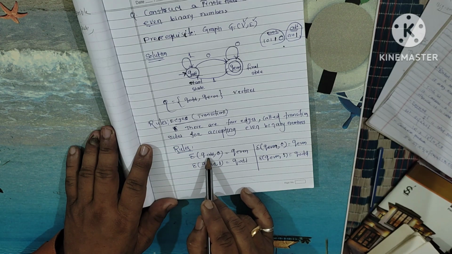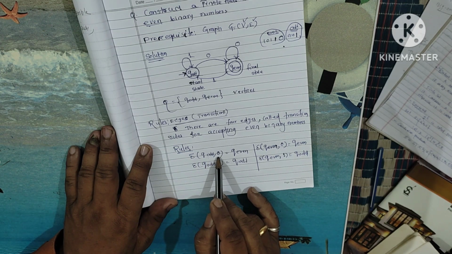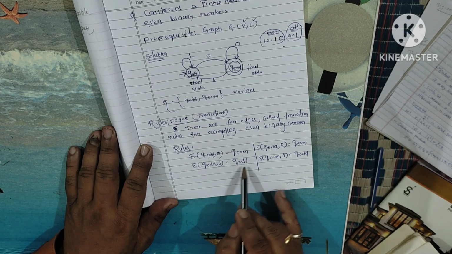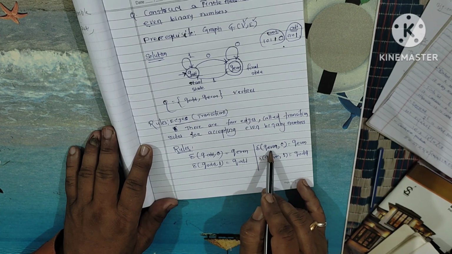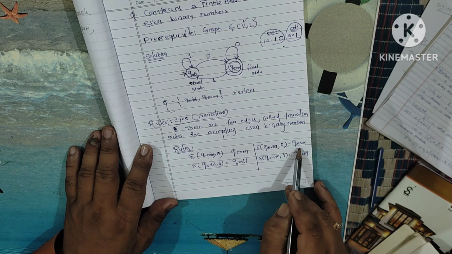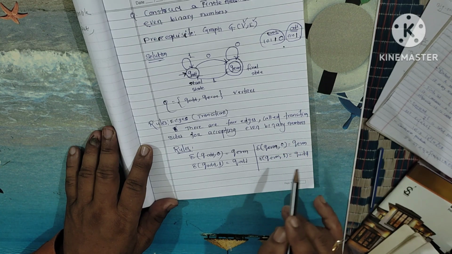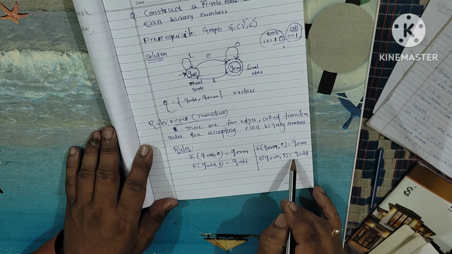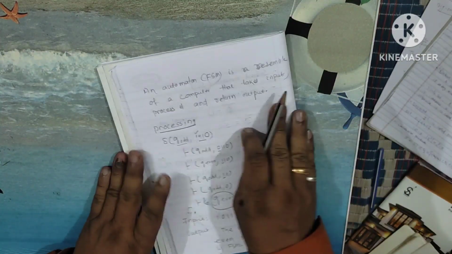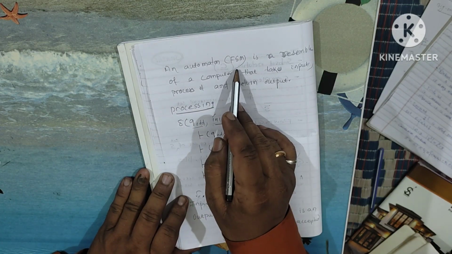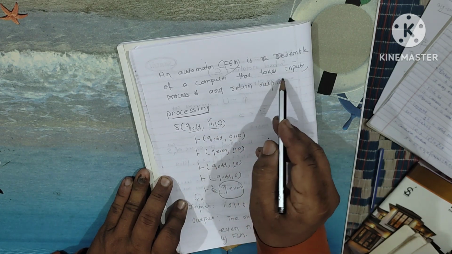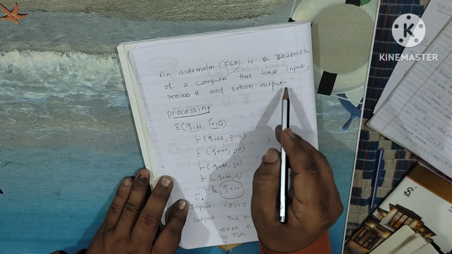Rule number 1 says that if you are in the odd state, consuming 0, you will go to the even state. If you are in the odd state, consuming input 1, you are going to the odd state. If you are in the even state consuming 0, you are in the same state, and it is called a self loop. Similarly, if you are in the even state, consuming 1, you are going to the odd state. So that which we have already seen here, an automaton, which is called a finite state machine, is a resemblance of a computer that takes input, processes it and returns output.